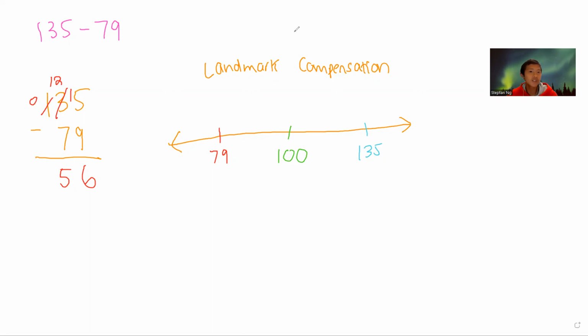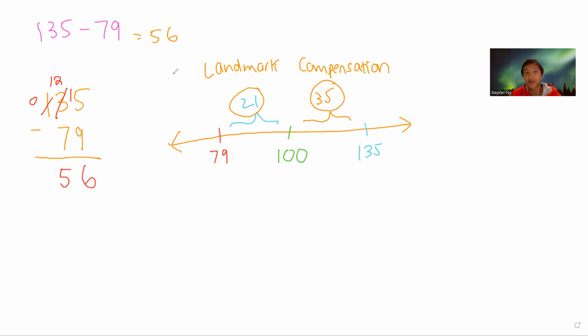So how far is 79 to 100? Well, we know that's 21. Perfect. What about 100 to 135? 35. And all we have to do is figure out what's 21 plus 35. Well, that's 56. And there we go.